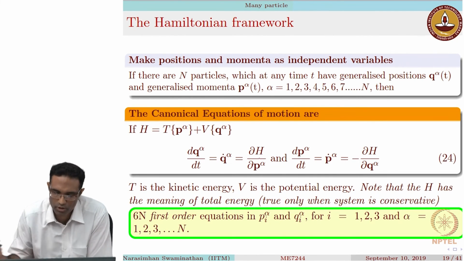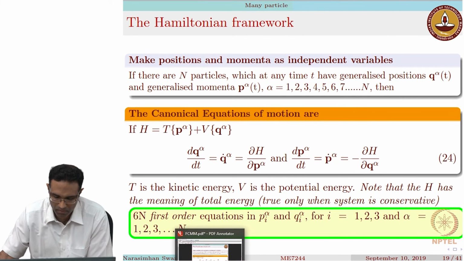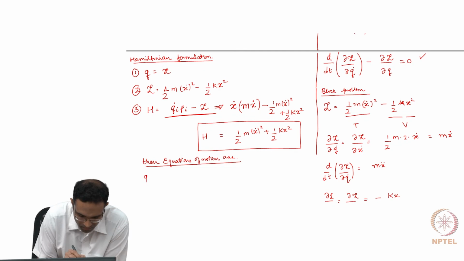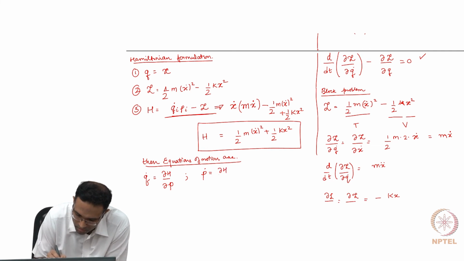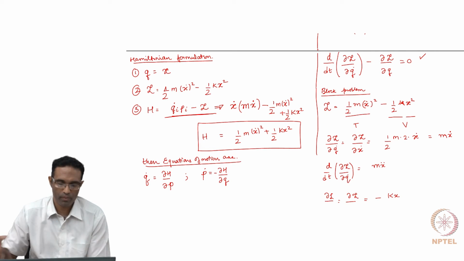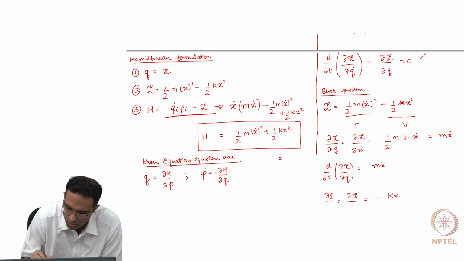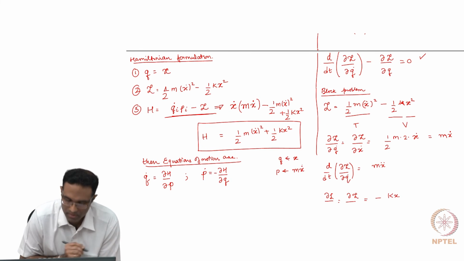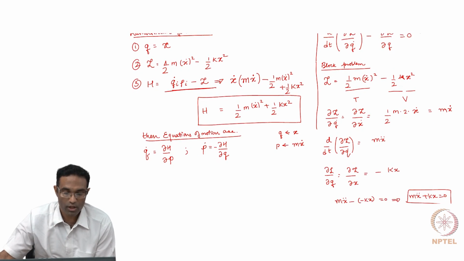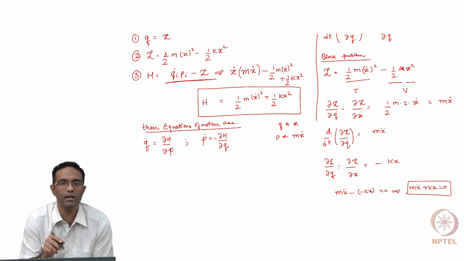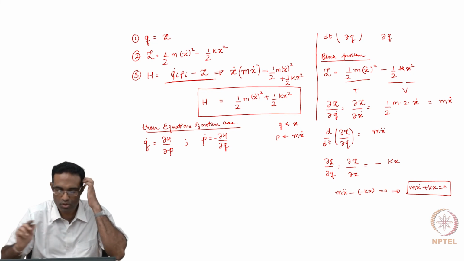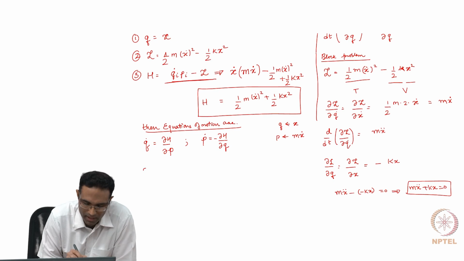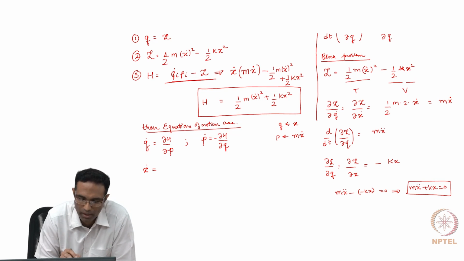q dot is equal to dou H by dou p, and p dot is equal to minus dou H by dou q. In our problem q is nothing but x and p is nothing but m times x dot. Can you perform this differentiation to convince yourself that you get back m x double dot plus k x equal to 0? So in this problem, q is nothing but x, so I'm saying x dot is equal to dou H by dou p.